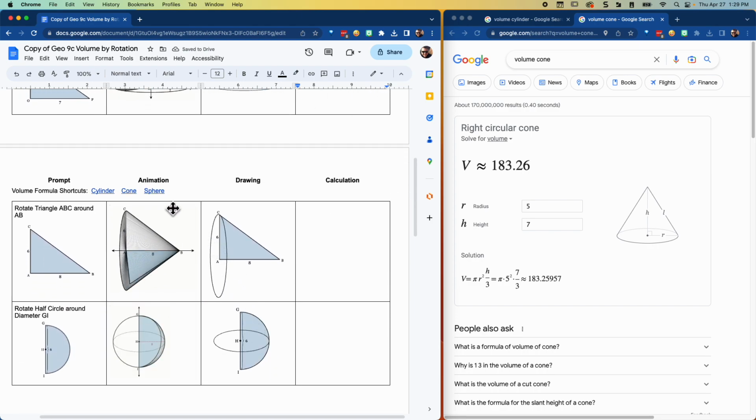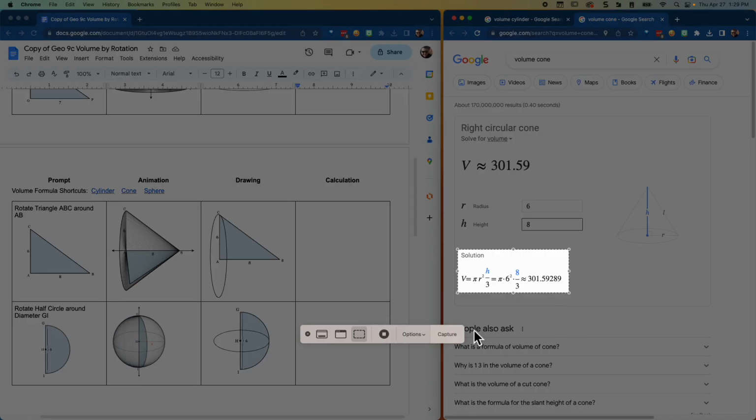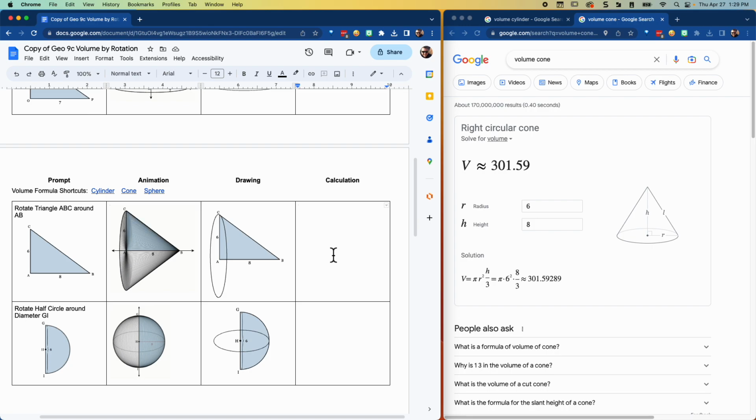Now we have a cone, but rotating in the vertical direction across the horizontal axis. But we still have a radius, and this time our radius is 6, and our height is 8. So I'll put my radius is 6, my height is 8, and it gives me this calculation down here. Capture that, paste it in.